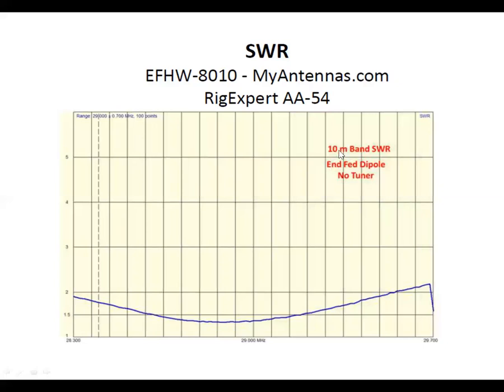And then this is the 10-meter band on that same antenna. You can see over almost the whole band we're below 2, so you really wouldn't even need a tuner. But with the tuner in the ICOM 7300, when you're actually transmitting, the radio is going to see just about a standing wave ratio of 1 or 1.1. So it's very good for the radio.